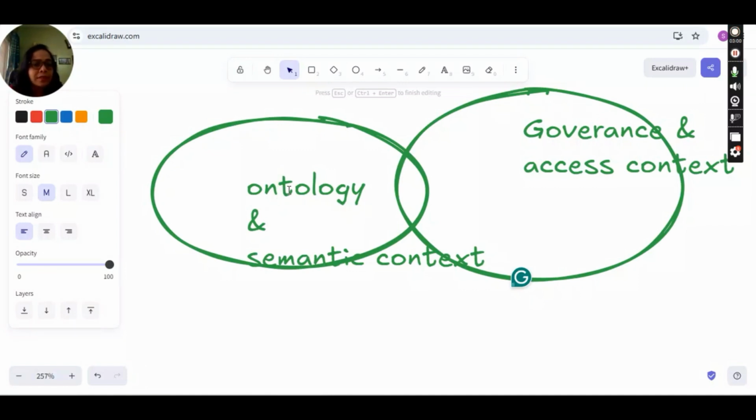So what is this? The ontology and semantic context is where we can answer what revenue means and how it relates to bookings. And inside governance, we can answer who is allowed to see this column and what compliance regime applies to it. So its language is policies, roles, sensitivity classifications and audit events.